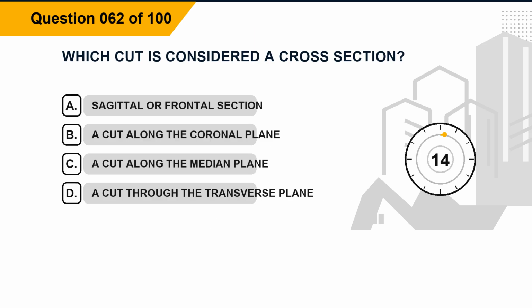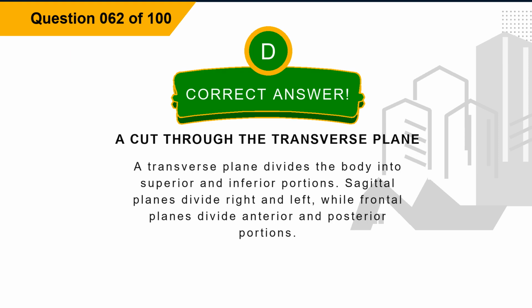Question 62. Which cut is considered a cross-section? Option A, sagittal or frontal section. Option B, a cut along the coronal plane. Option C, a cut along the median plane. Option D, a cut through the transverse plane. The correct answer is option D, a cut through the transverse plane.